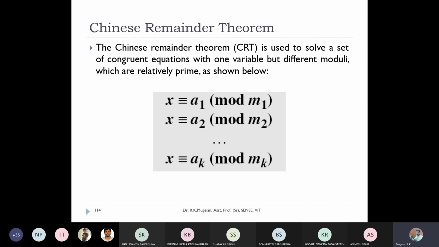Whenever you have parallel expressions like this one, that is, if you have your x on the left hand side, you can see that for all these expressions, the left hand side is the same. That is x. But it is congruent to a different integer called a1, with a different modulus called m1. So a2, m2, these things are different, but your left hand side is the same, which means you can solve these expressions parallelly. This method is called the Chinese remainder theorem.